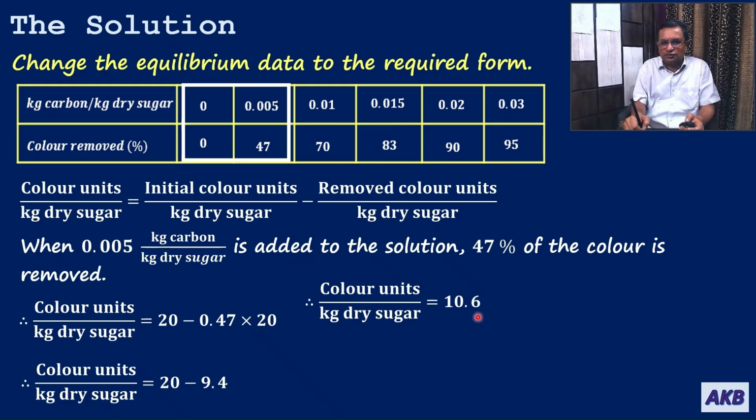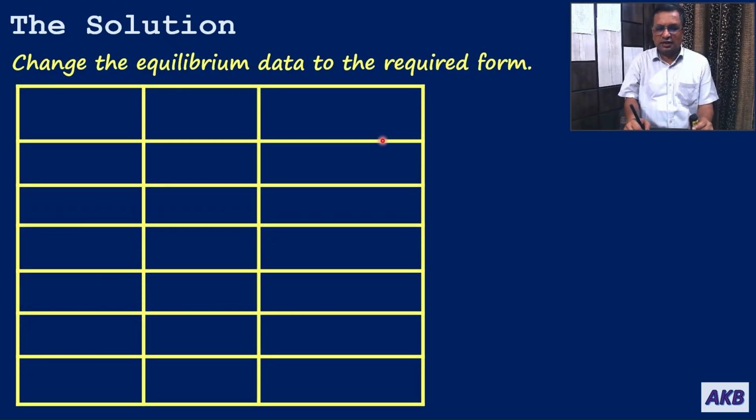So after 47% of the color impurity is removed, 10.6 color units per kg dry sugar are remaining in the solution. And this is nothing but capital Y. So in this way, we convert the information that is given in the second column into Y. In this way, all other values can be converted. All other percentage removal values can be converted to capital Y. So now we will convert all the values to capital Y.